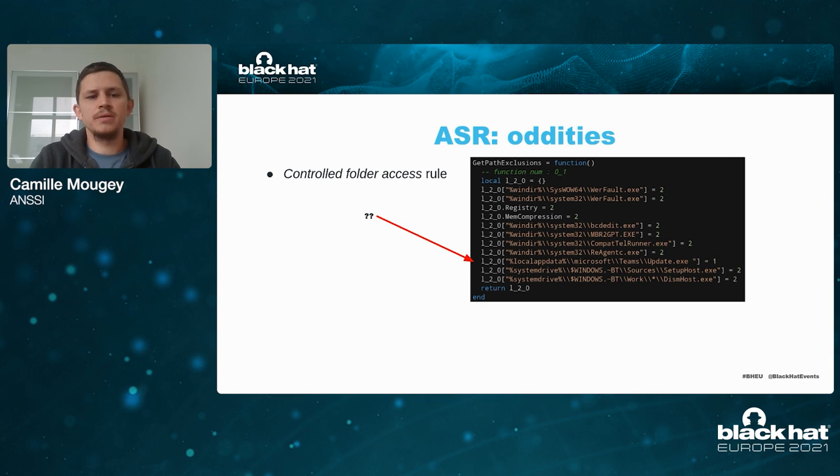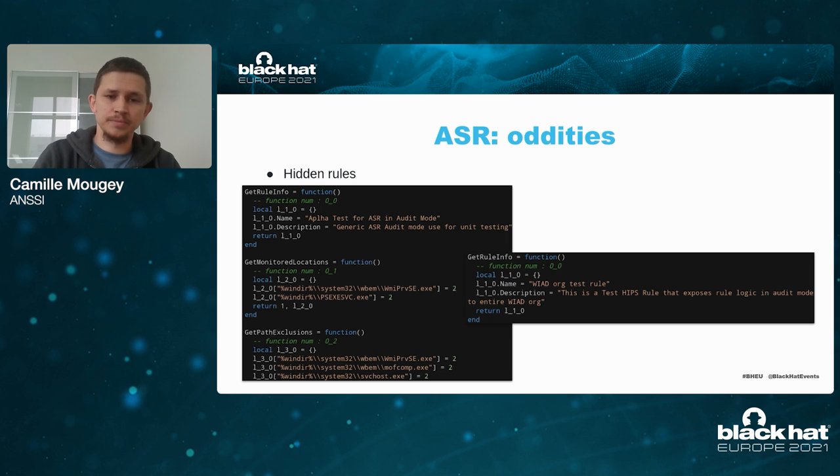If you still look at the rules, there are just a few oddities that I want to share with you. For instance, here is the path exclusion for the controlled folder access rule. You have Teams in it, Microsoft Teams. So it is okay for Teams to make changes. The updater of Teams is whitelisted for the rule.